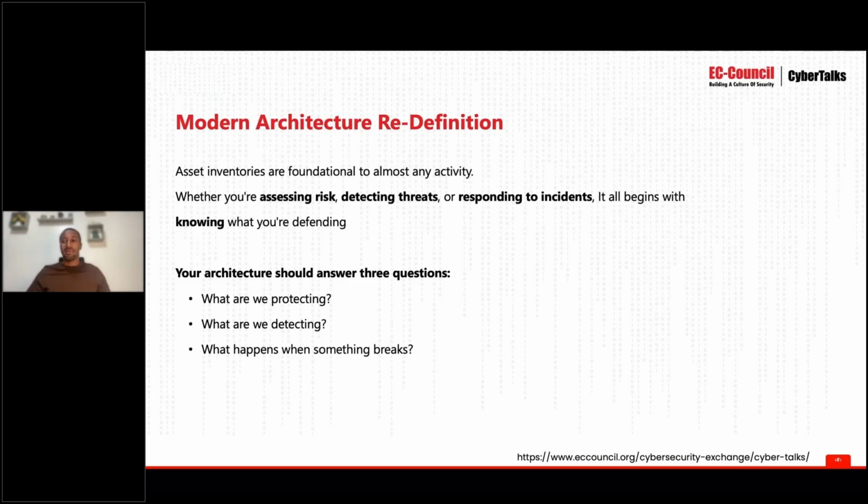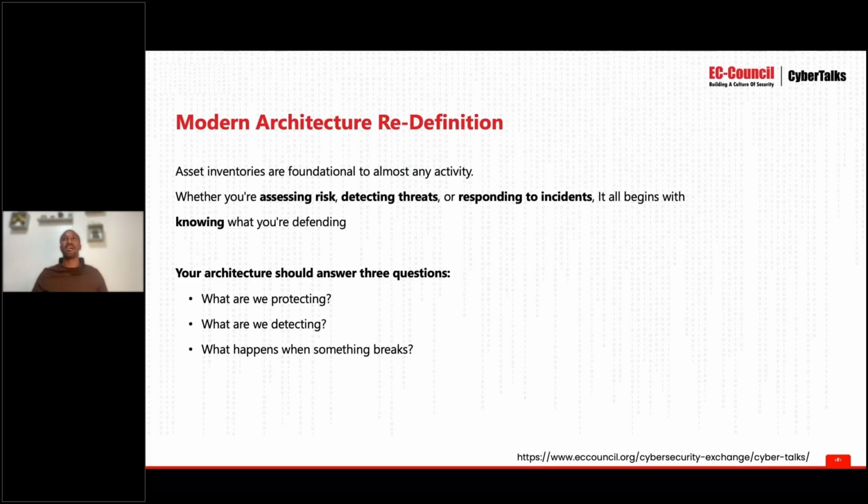And I asked him, what exactly are you trying to monitor? What exactly are you trying to achieve? What are you protecting? What are you trying to detect? And what happens when something breaks? Will you be able to detect on time, or will you actually know where to go to fix that particular issue?